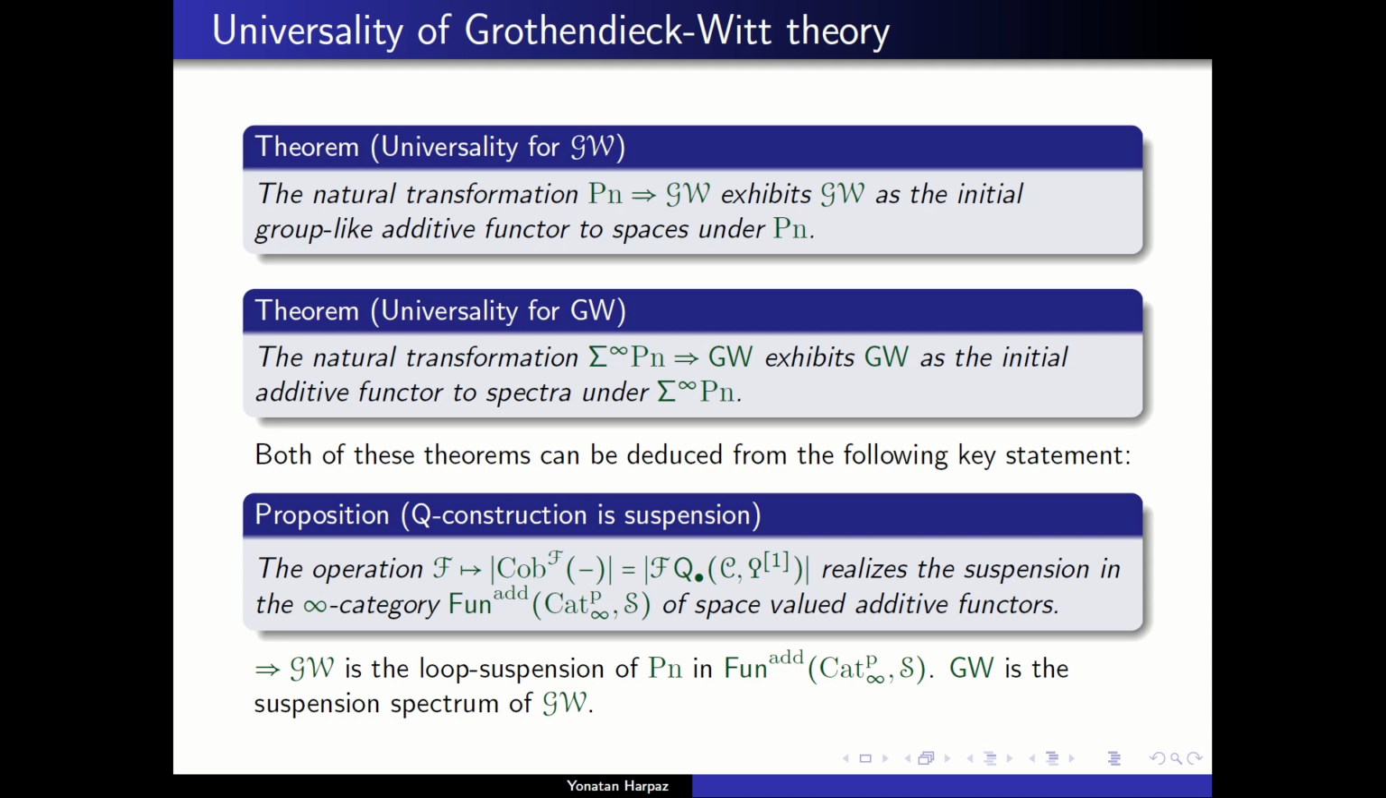And similarly, what we can also deduce from this Q-equals-suspension theorem is that the GW spectrum is nothing but the suspension spectrum of the GW space. More generally, this spectral valued cobordism construction that we did before, this distinguished delooping that we had for group-like additive functors, is nothing but their suspension spectrum when we think of spectrum objects in group-like functors.